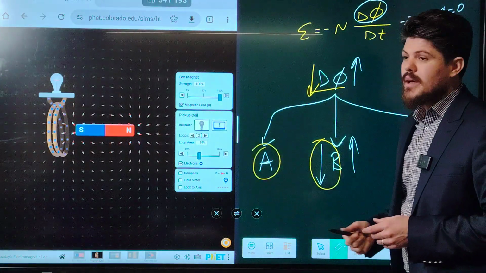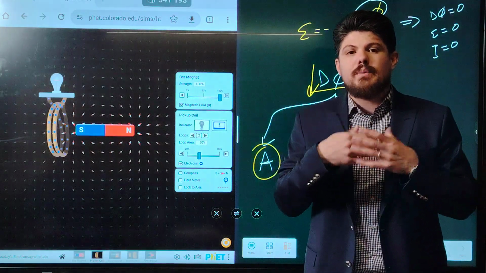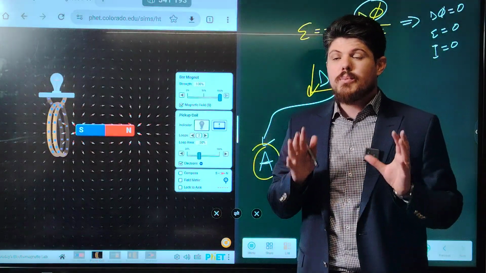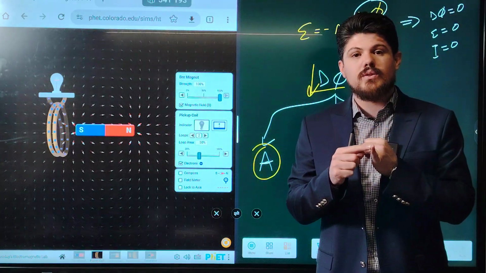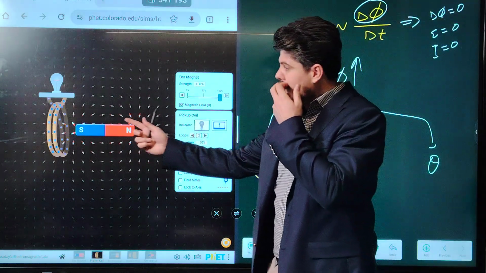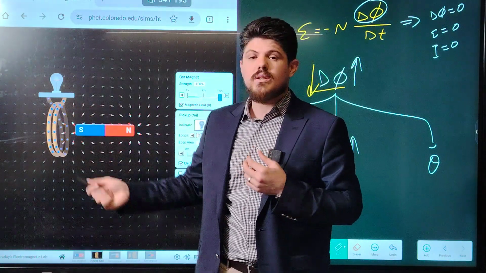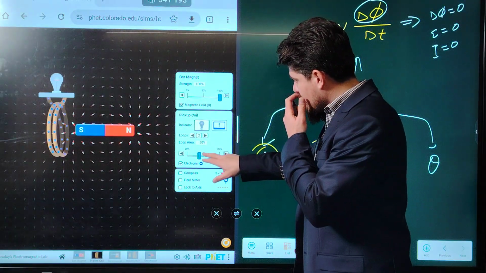Okay, so how about by changing area? Can we get a change in magnetic flux by changing area? Yes, of course. Why? Because magnetic flux depends on what? Area of the coil, magnetic field, and orientation. By changing area, does the current induce in the loop? Yes. How? Look. So this is the area of the loop.